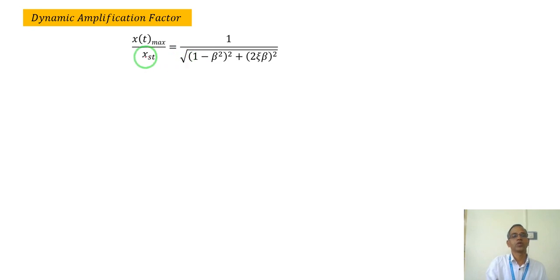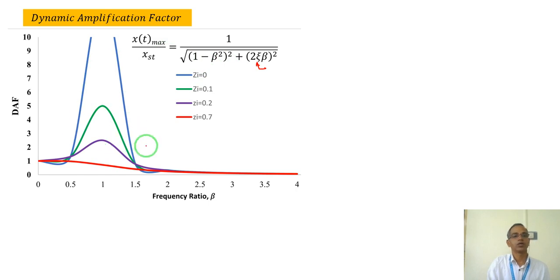Now look carefully at what the dynamic amplification factor is and how it is affected by the damping and the frequency ratio. The dynamic amplification factor, x of t max by xst, is 1 by the square root of (1 minus beta square) whole square plus (2 xi beta) whole square. Now how does this change with the frequency ratio? Because there is another variable, xi, we need to take a particular value of xi and understand the variation with beta. So we can draw a curve for different damping ratios.